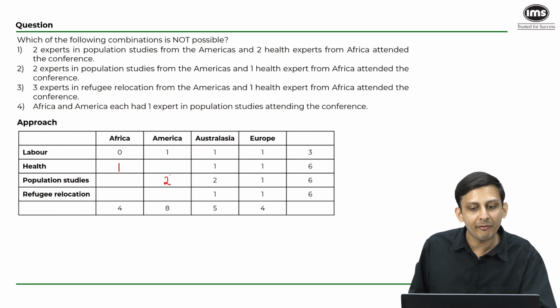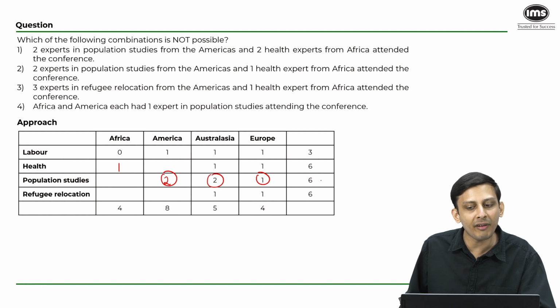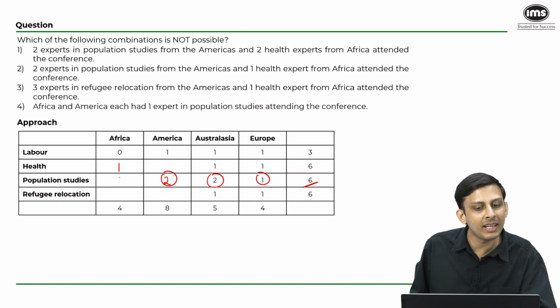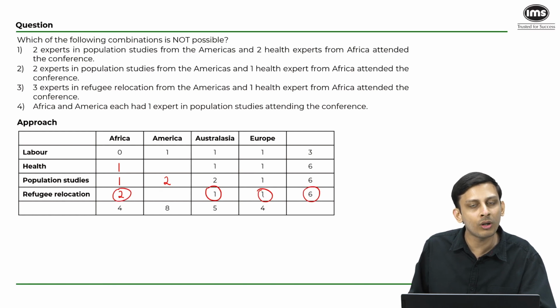So if we have 2, 2, 1 in population studies, that's 5 out of 6, which means the remaining 1 will come here. And now total for Africa is 4, out of which we have 1, 1, which is 2. So the remaining 2 will come here. Then for refugee relocation total 6, we have 2, 1, 1, which is 4. So the remaining 2 will come here.